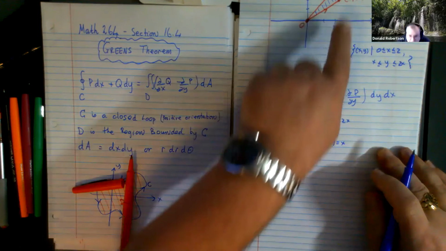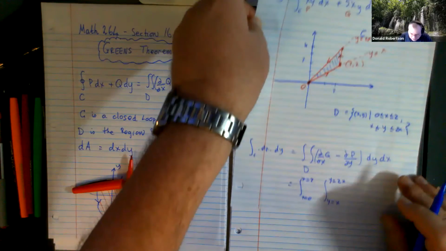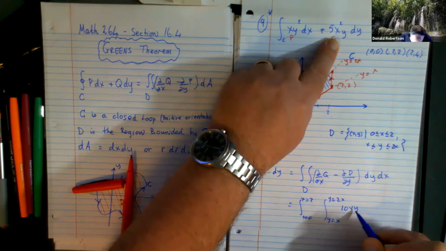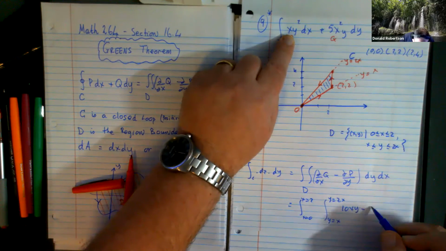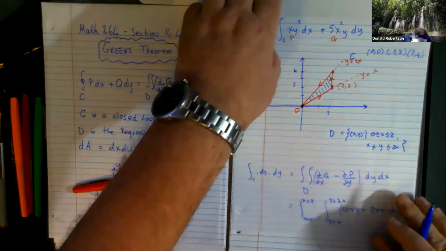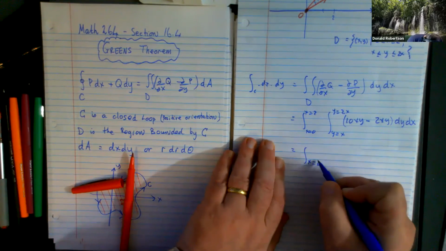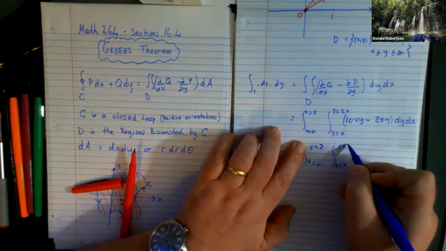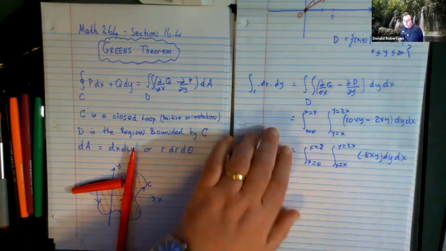Differentiate this guy. You can't see it, but I'm pointing at him. I should bring it down a little bit there. Differentiate this guy with respect to x, and you get 10xy. Take away, differentiate this guy with respect to y, and you get 2xy. And then you're going to have a dy and a dx. And so the answer is x equals 0 to x equals 2, y equals x to y equals 2x, of axy, dy, dx. Okay, is this variable separable?